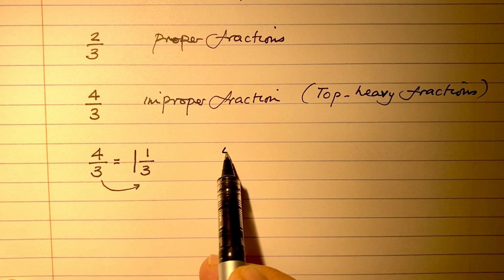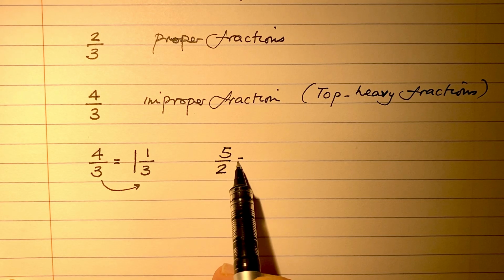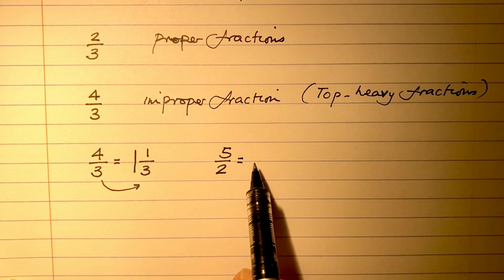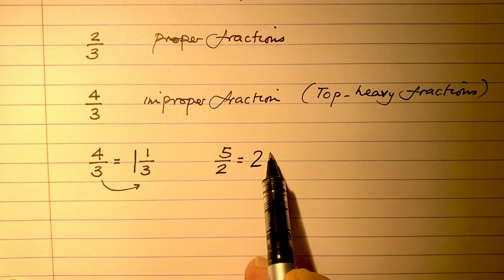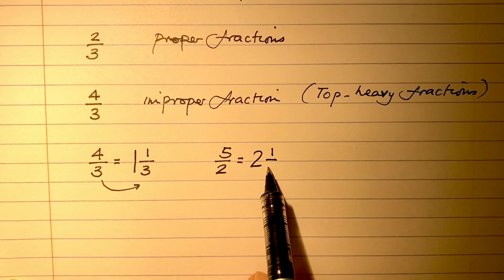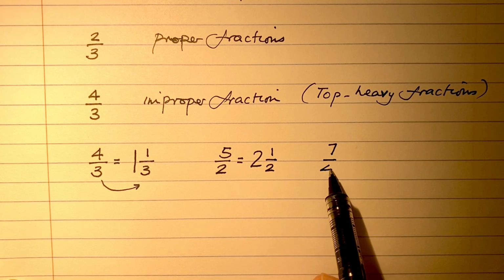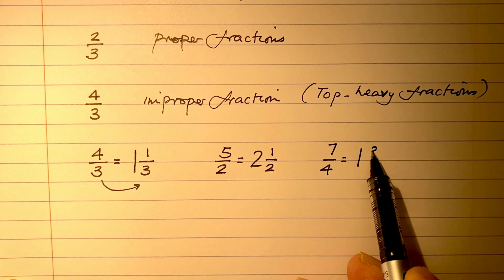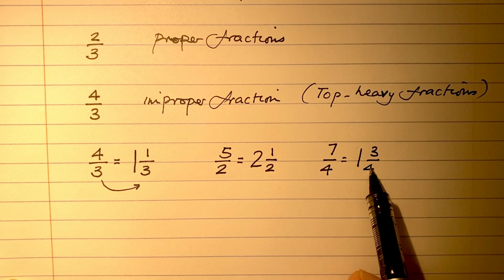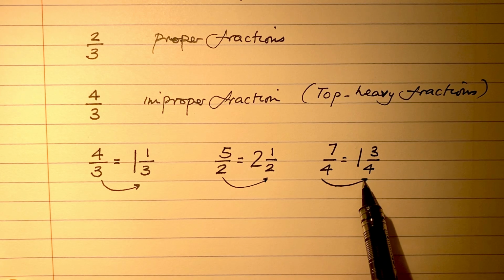So let's practice some top-heavy or improper fractions into mixed numbers. 5/2: 2 into 5 goes twice, remainder 1. 7/4: 4 into 7 goes once, remainder 3. Always the same bottom number, same denominator.